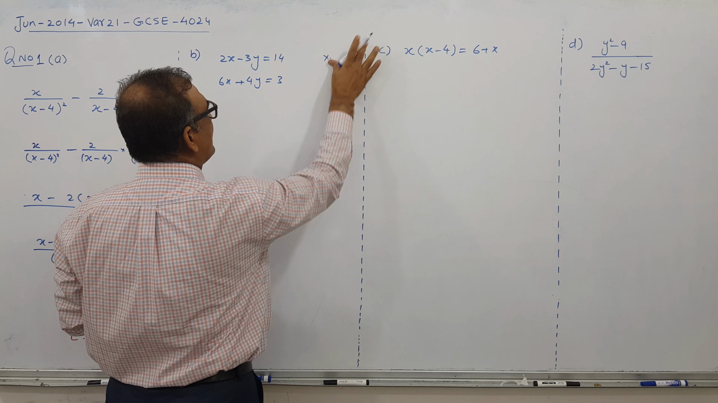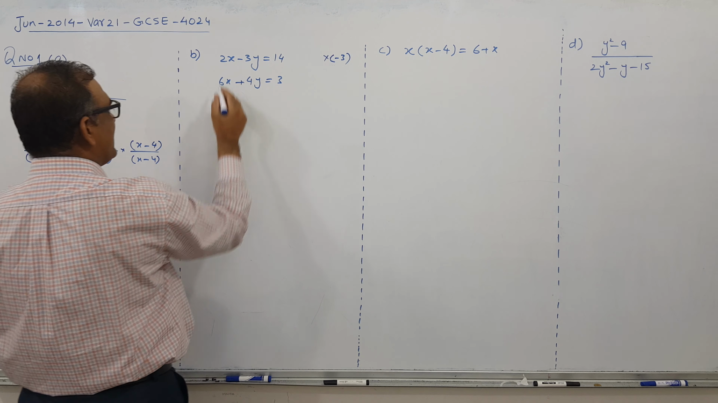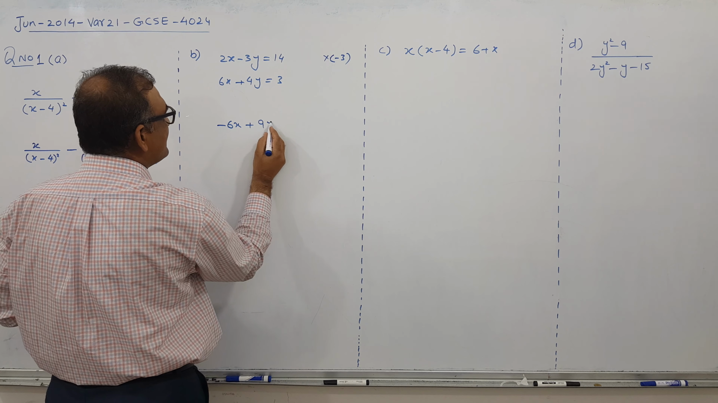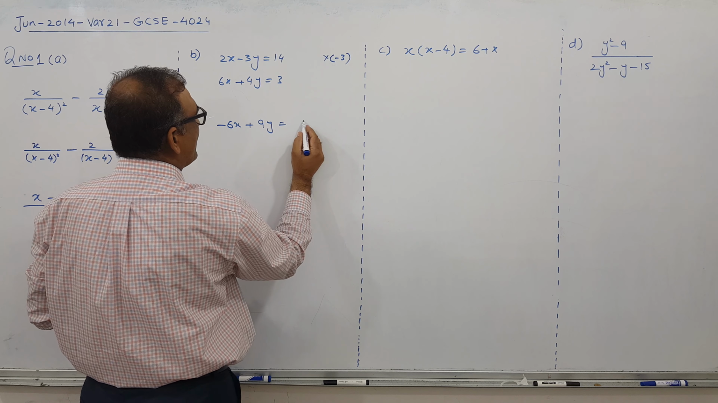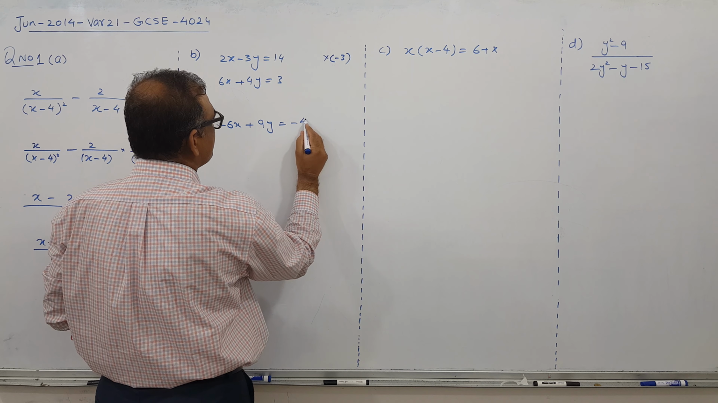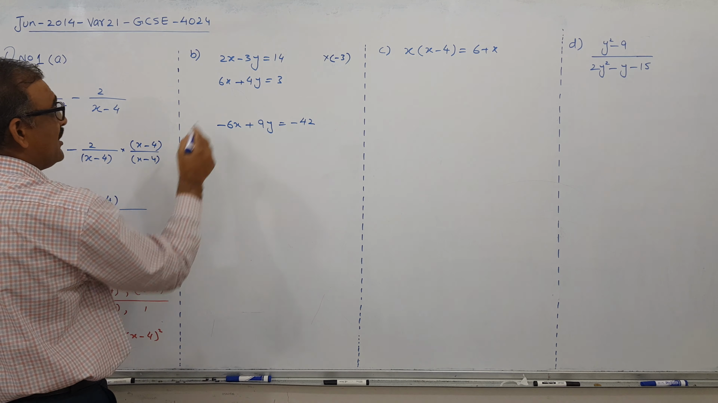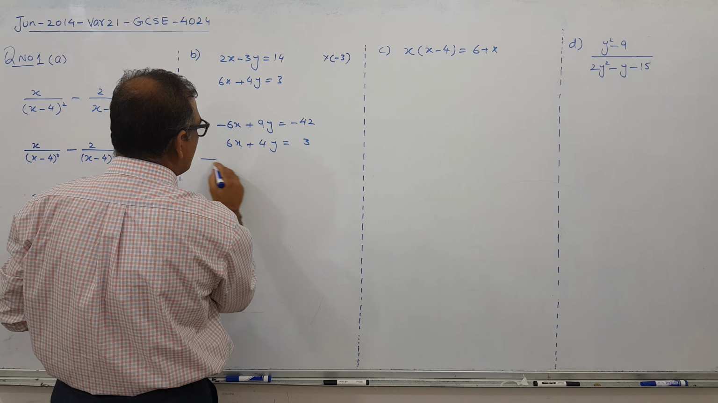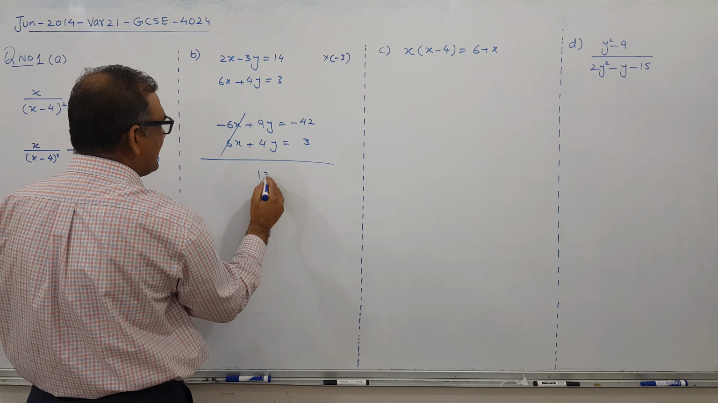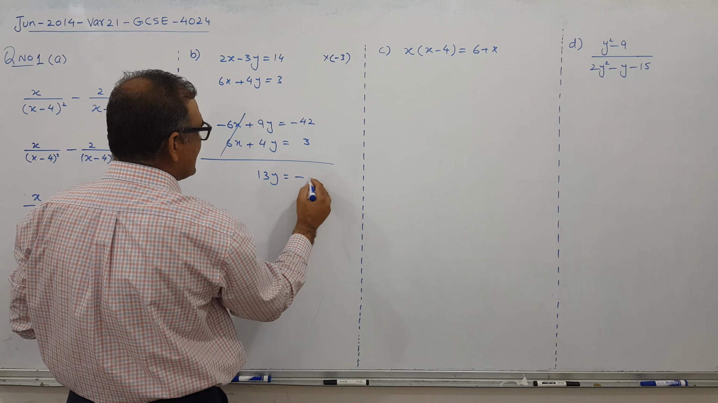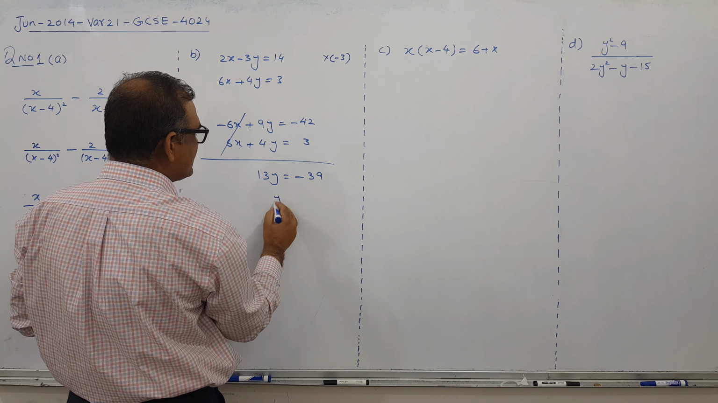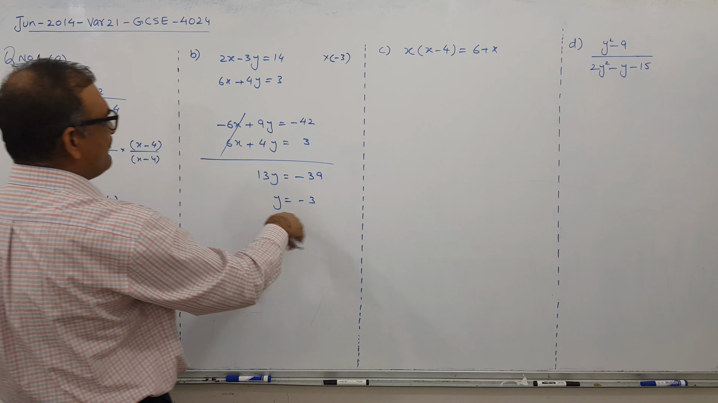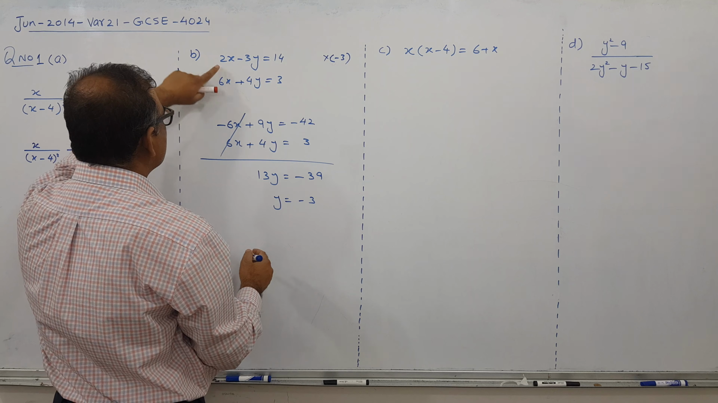So multiply with minus 3. Minus 3 here, we get minus 6. Minus 3 here, we get plus 9, and minus 3 here, we get minus 42. Now this is copied, and this is copied, and this is cancelled, and I get 13y, and I'm getting here minus 39, and it goes there, it comes minus 3. So we got the first answer. This value of y you can put anywhere. I put it in the first one.